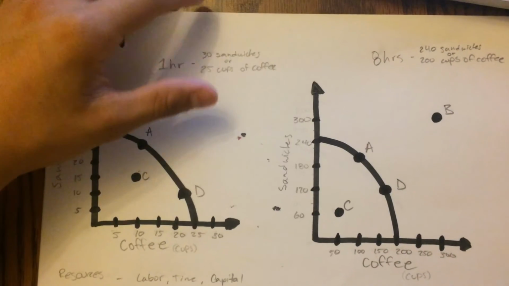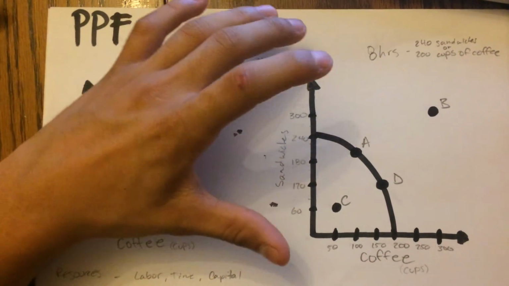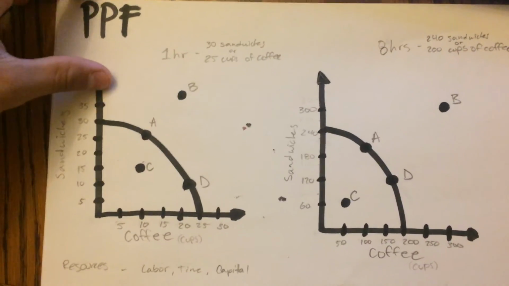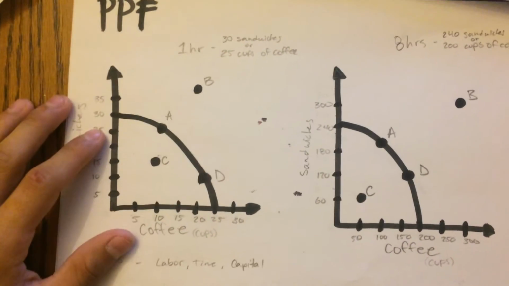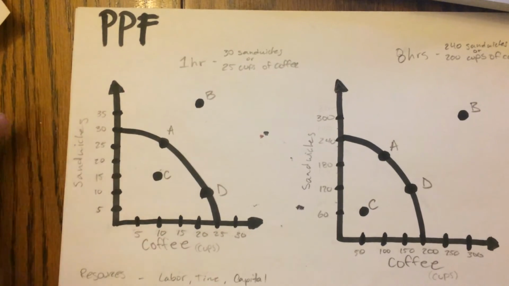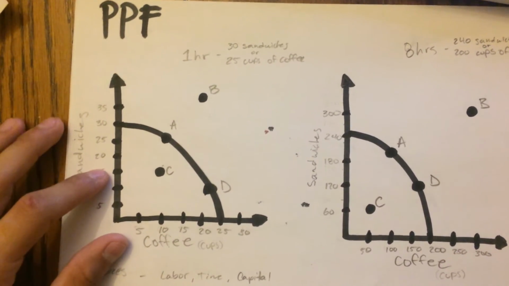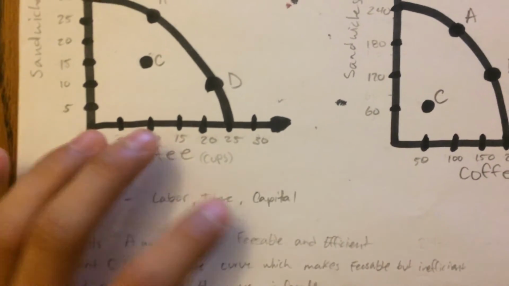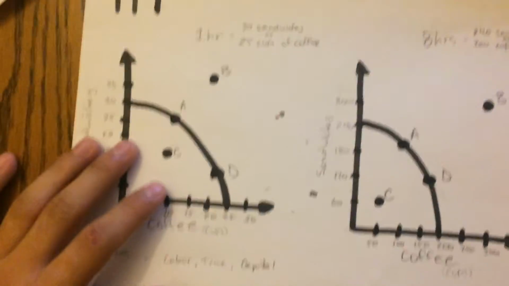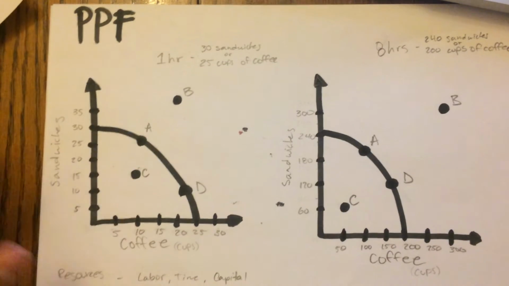Point B is just unfeasible. It would be impossible for me to make the 300 sandwiches and the 300 cups of coffee. For my resources, I obviously can't make coffee with bread and ham, or make sandwiches with coffee grain. But the same resources they share are the labor, time, and capital that I'm using to make the goods.